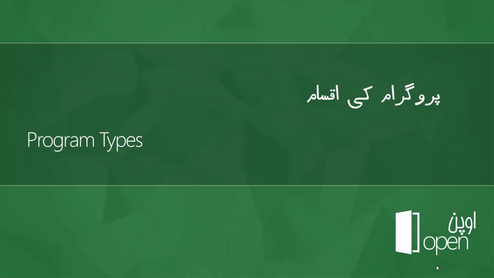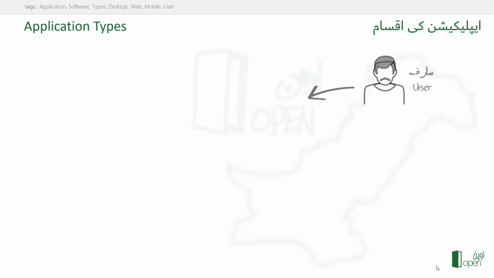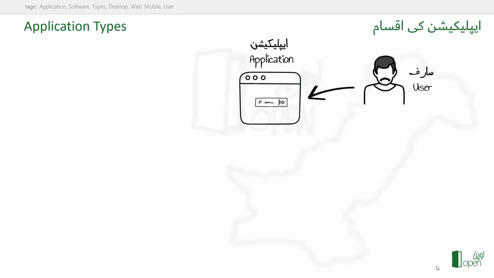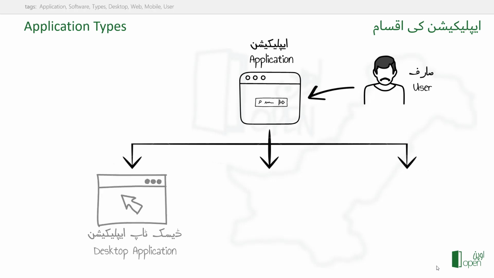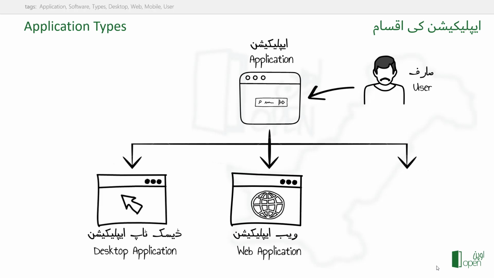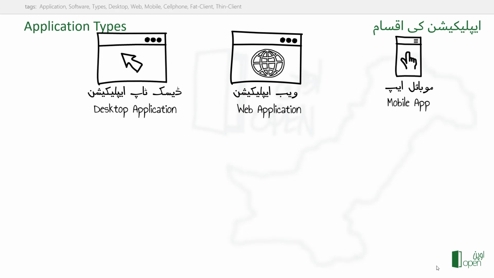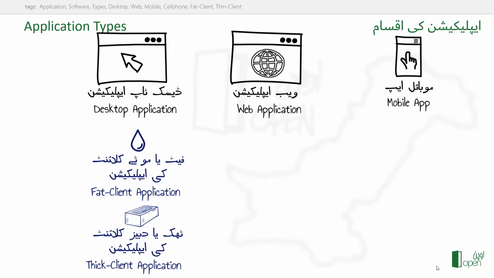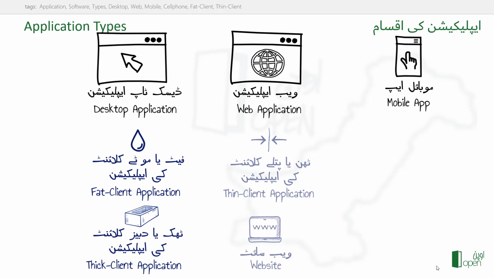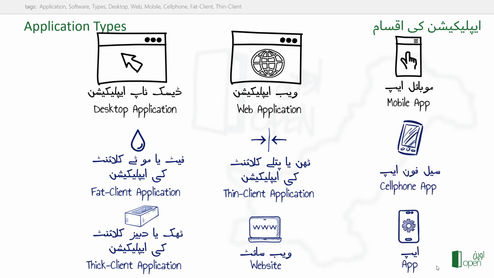Program types in computer programming. A user accesses an application on a computer, which has three types: a desktop application, a web application, or a mobile app. A desktop application is also known as a fat client or thick client application. An application that runs in a web browser is called a thin client application, or simply a website. Lastly, a mobile app runs in a cell phone and can simply be called an app.